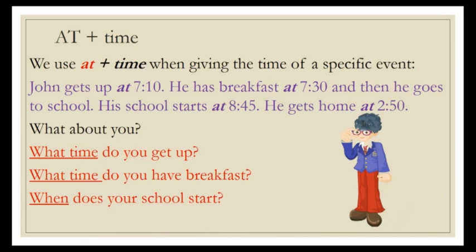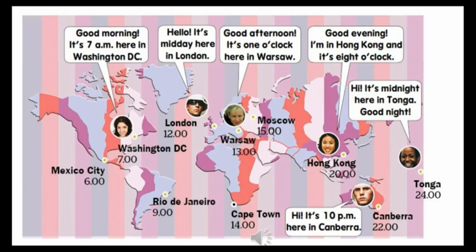What time or when? Now tell me, my friends, do you know what the time zones are? Time zones. There are 24 time zones in the world, which means that at every moment there are 24 different times in the world.